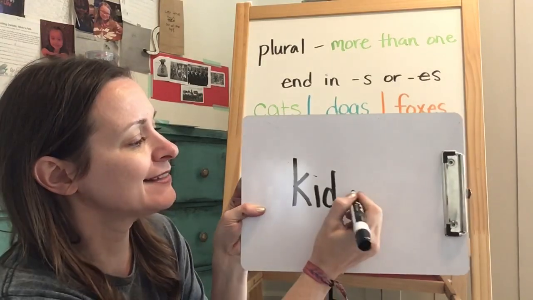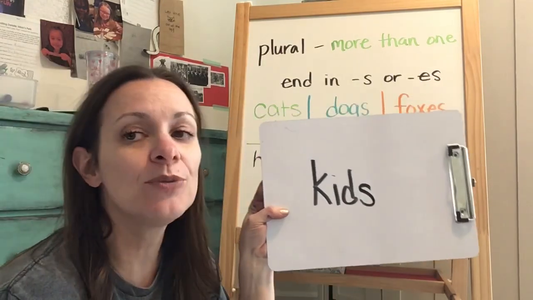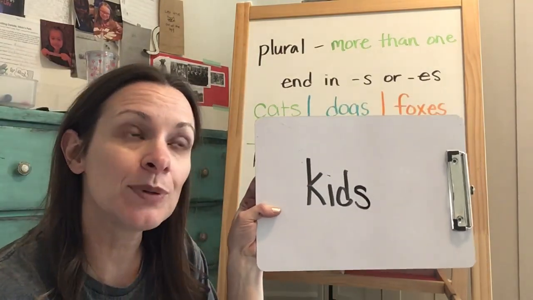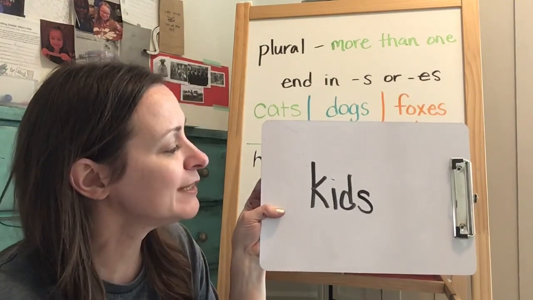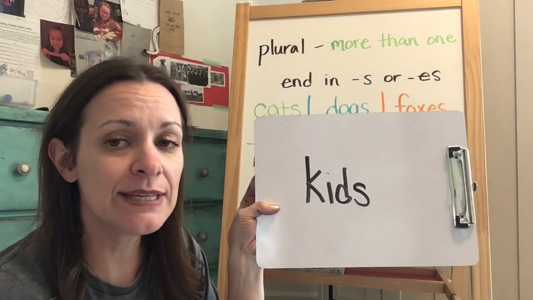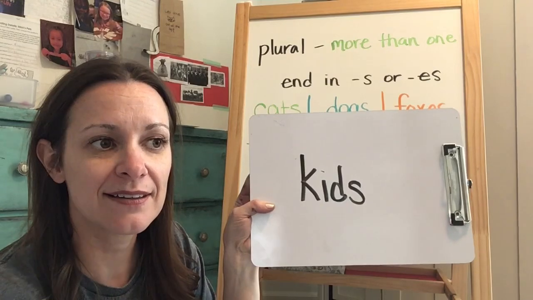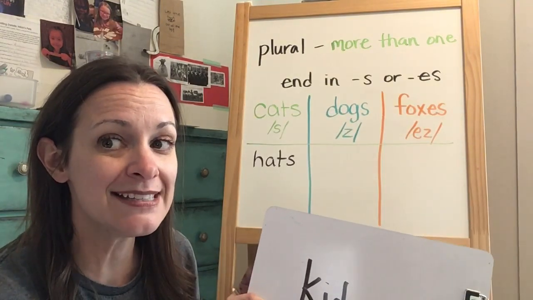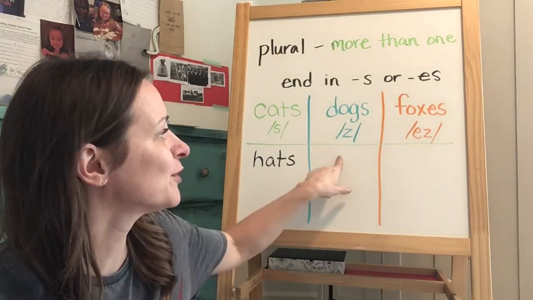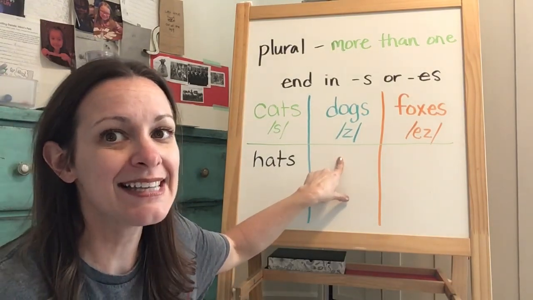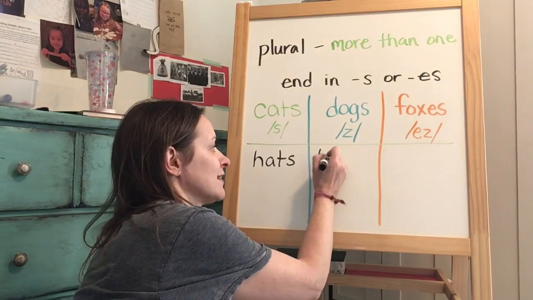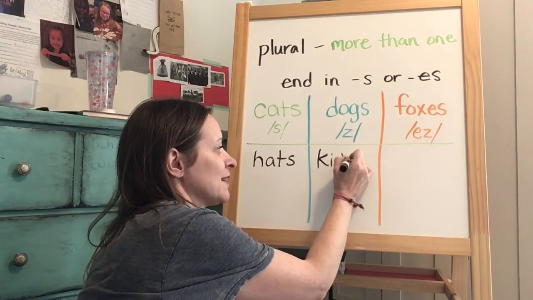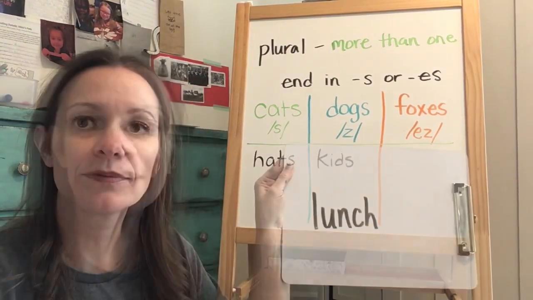All right, let's turn this singular noun, one kid, into more than one. If we add an S at the end, we have more than one kid. We have multiple kids. When we say kids, what do you hear at the end? Did you hear the Z sound? Sure did. Therefore, we would put it under the Z, like in dogs. Kids.